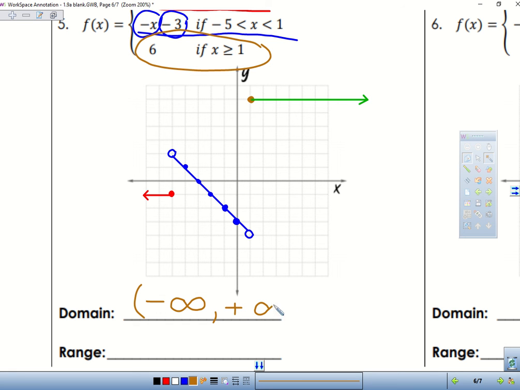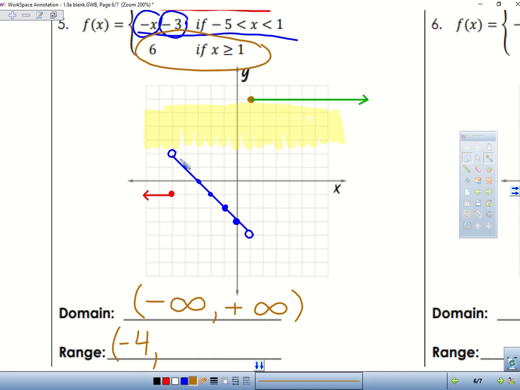Now we want to look for gaps in the range. I think there might be one. Range is from bottom to top. So does everybody see this gap that exists right here? Yes. So we have to be mindful of that when we go to write our range out. What's the lowest that the range goes in this case? I think it's -4, isn't it? Yes, -4, but it is a curved bracket because it's an open circle.